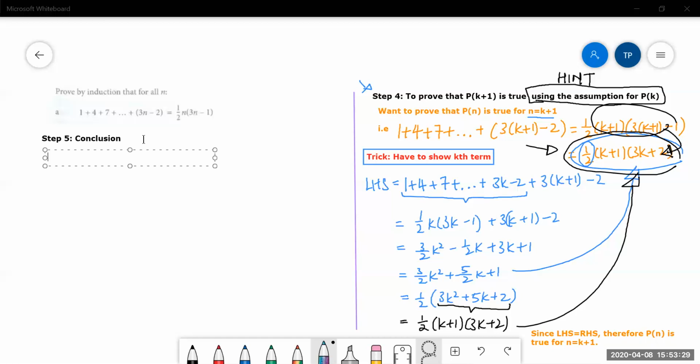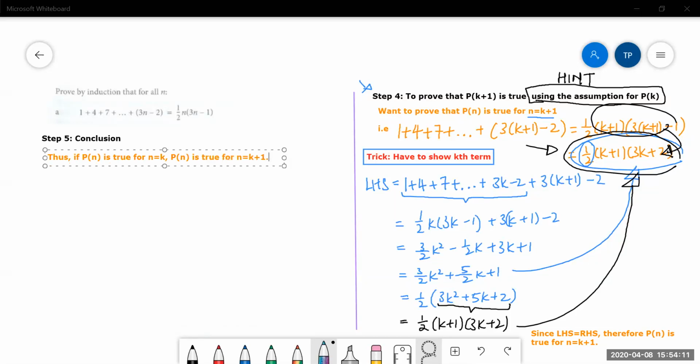Okay, can I carry on with the conclusion? Yeah. So here will be: if P(n) is true for n equals to k. The reason why I say if is because we assume in step 3. Thus, if P(n) is true for n equals k, P(n) is true for n equals to k plus 1. I can confidently say this because we have proved it in step 4.